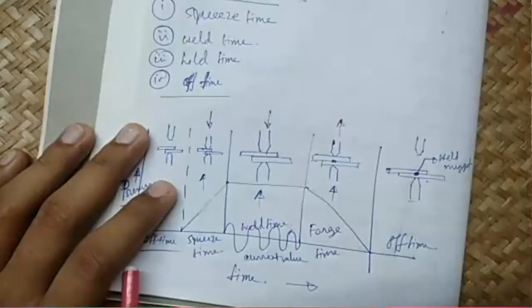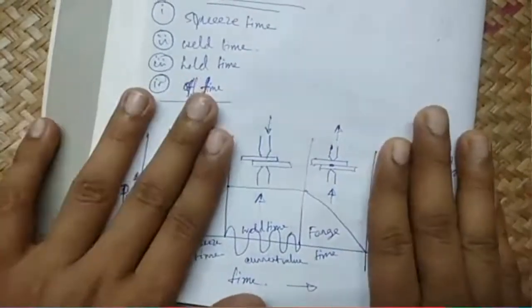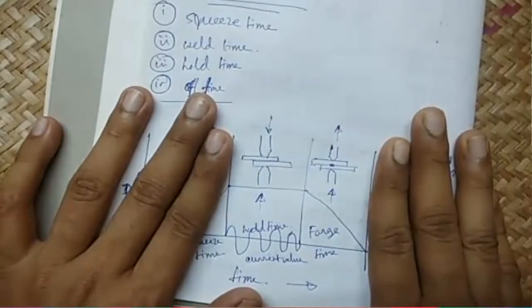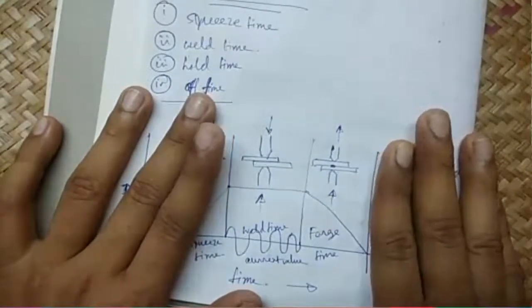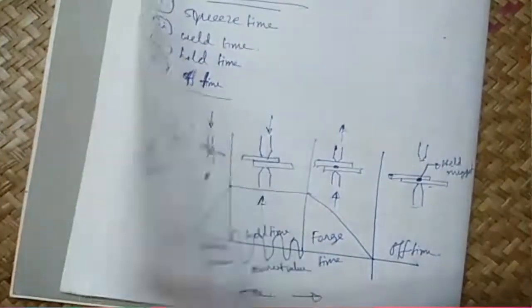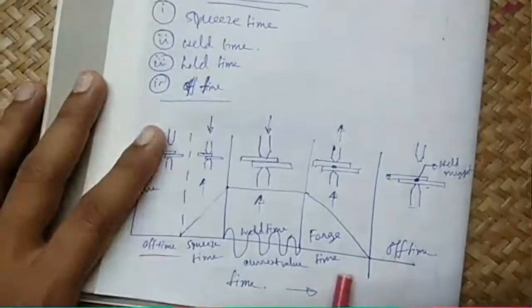Hold time and forge time, actually these two are whole time. The whole time in the first segment, weld happens; in the second segment, weld does not happen, only solidification occurs. So this you may call cool time.